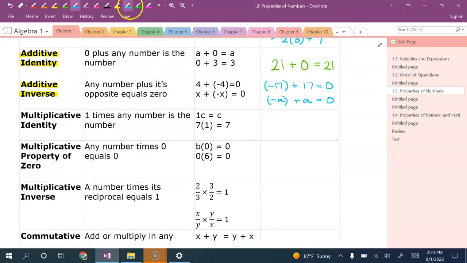The next three all have the word multiplicative in them. So this is dealing with multiplication. The multiplicative identity says that you can take 1 times any number and it's going to equal that number. So 1 times c is c, 7 times 1 is 7. It could even be like 24 times 1 equals 24.